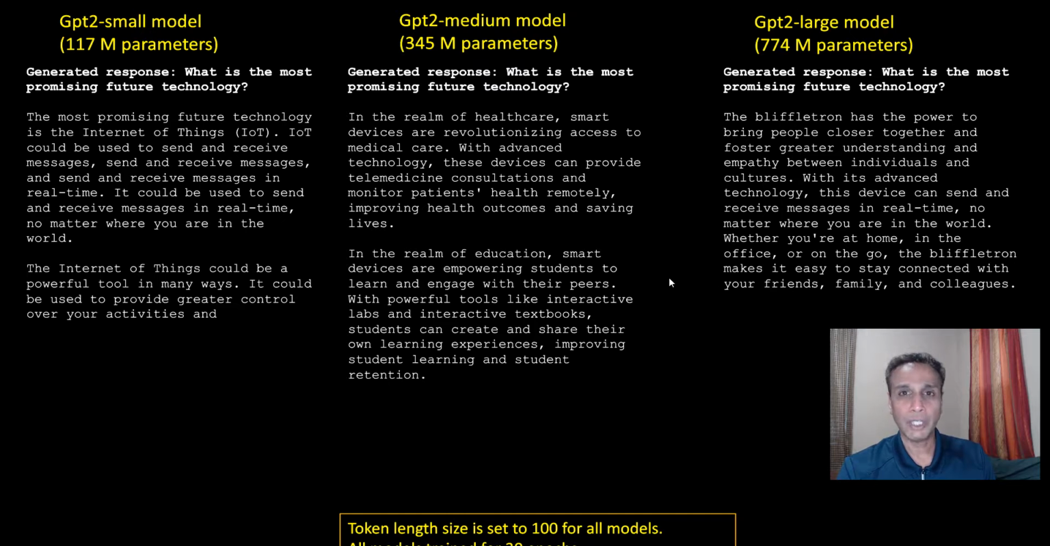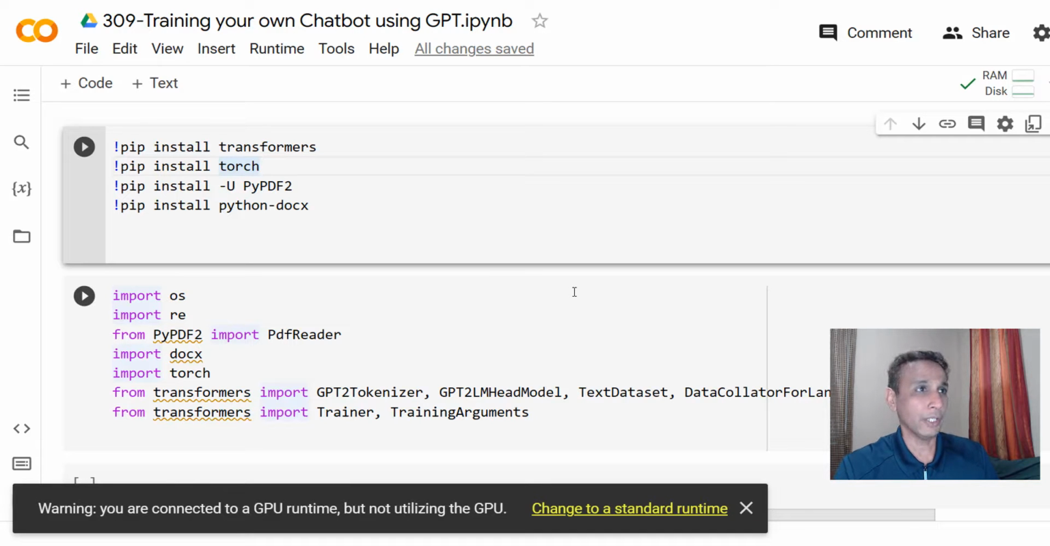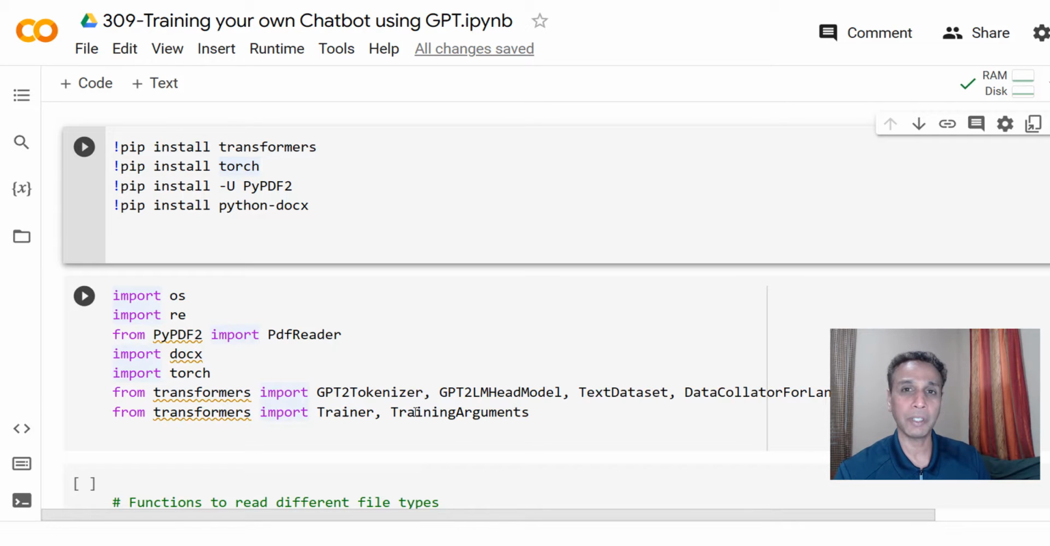Okay, so this is exactly what I plan on showing you, how to do these types of experiments on your own. I'll share the Colab notebook with you, so look for the link down below. Now let's jump in and take a look at the code. So now I'm here in Google Colab, so all of you should be able to access this, and it's yelling at me saying, hey, you're connected to GPU but not using it. Change the runtime.